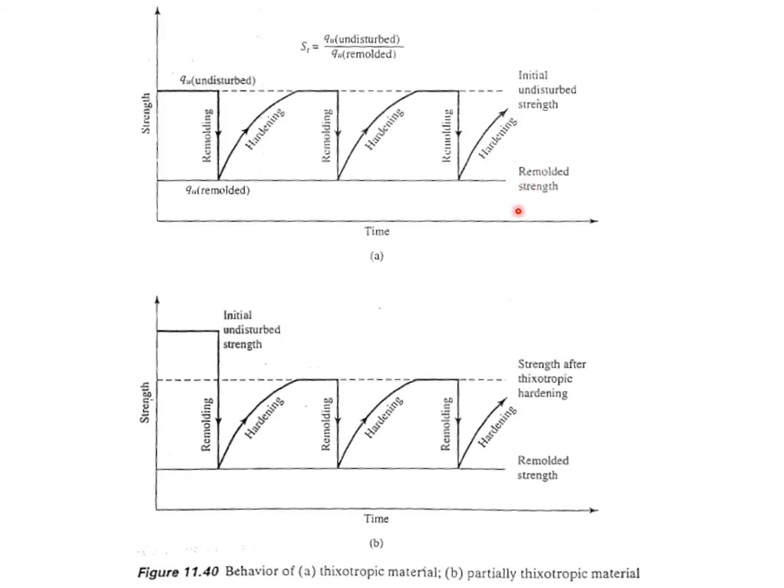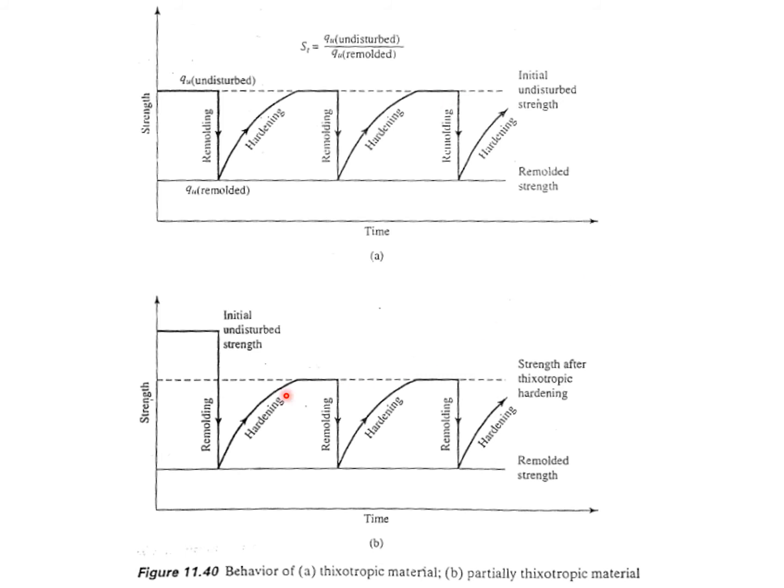Now on this particular slide you can see this is diagram A and this is diagram B. Diagram A shows a completely thixotropic material, and diagram B portrays a partially thixotropic material. Here you can see that the completely thixotropic material loses strength on remoulding, but with passage of time you get the original strength back. So complete regaining.